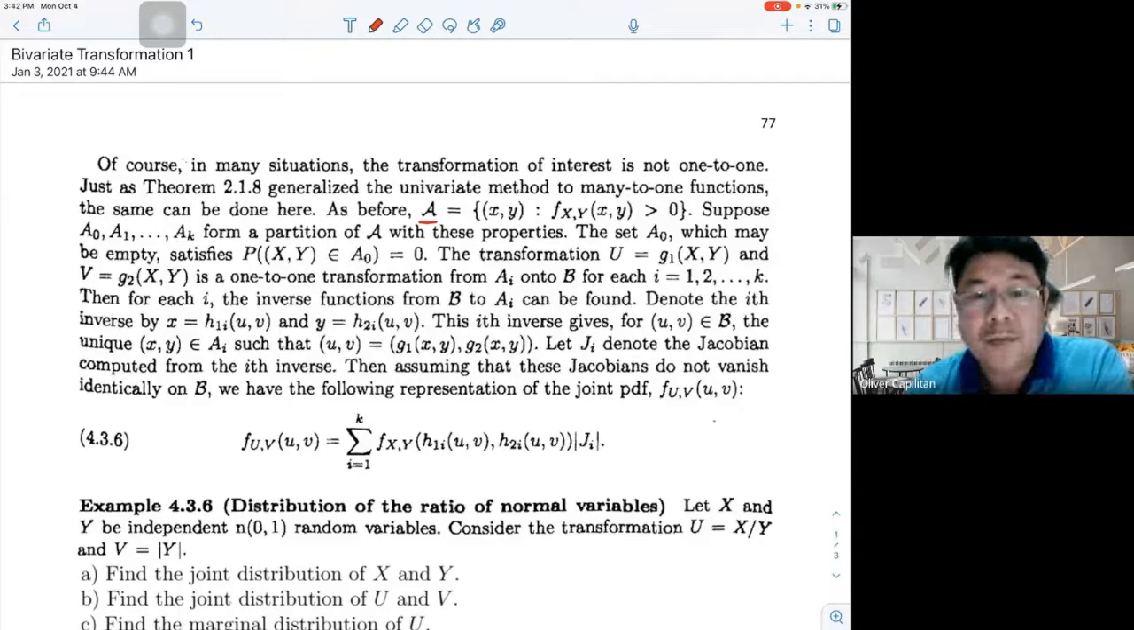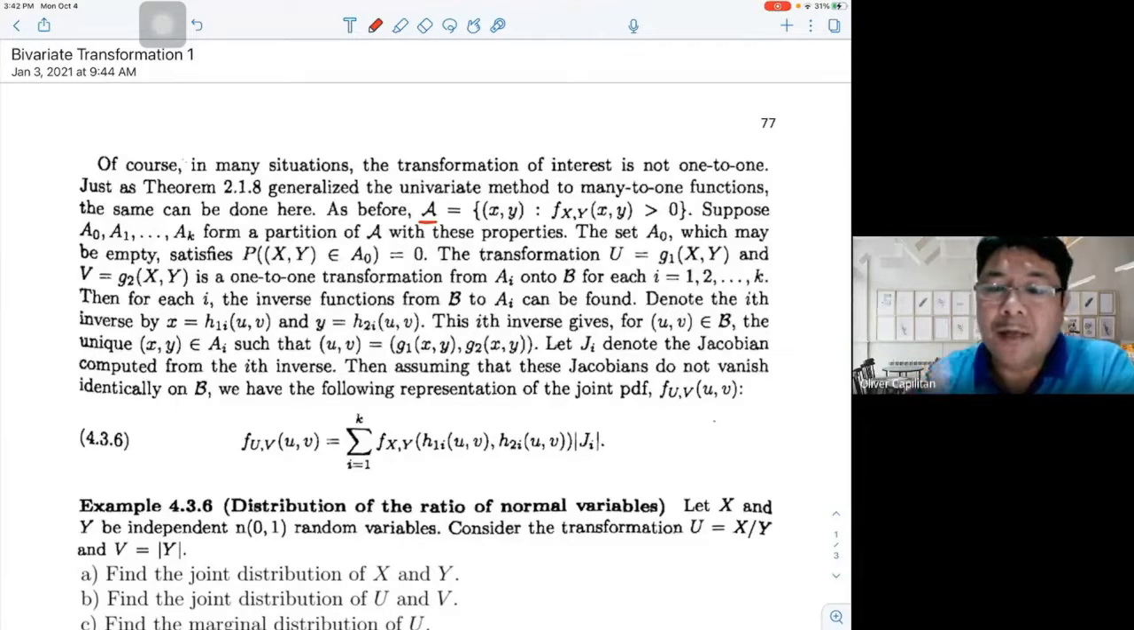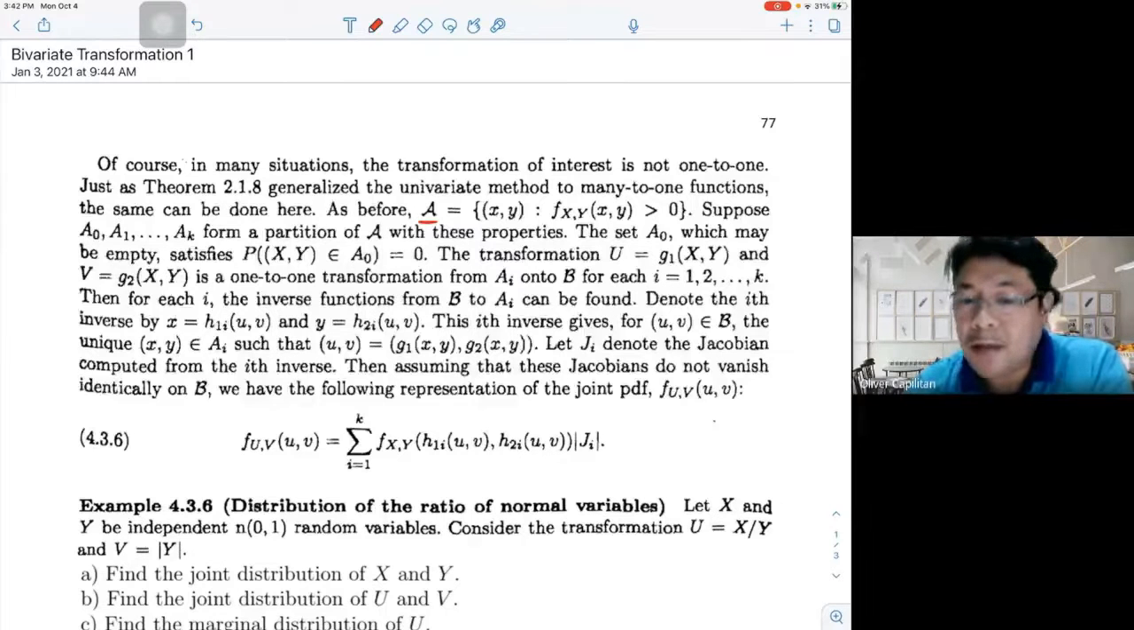And then we have the transformation u equal to g sub 1 of x, y, and v equal to g sub 2 of x, y, which is a one-to-one transformation from the set A sub i onto script B, for each i from 1 up to k. So we now have a one-to-one transformation from these subsets of our partition, A sub i, onto script B.